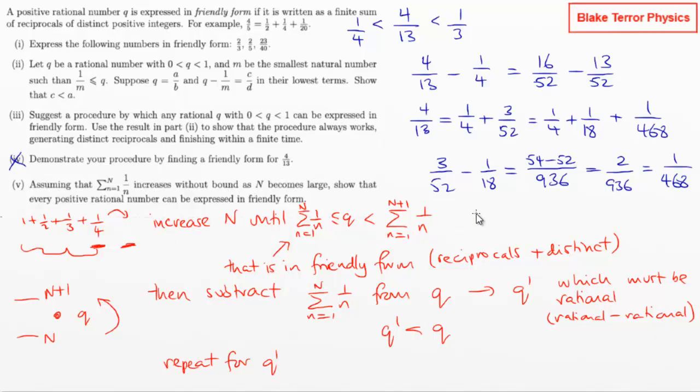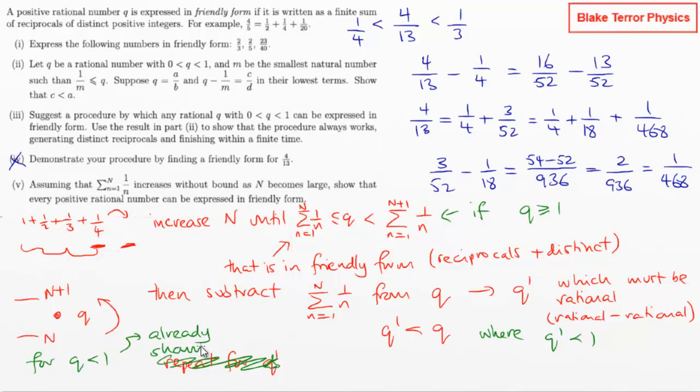Right, okay, I know I'm going around a bit in circles here, but it takes a while to put this together. So that is if Q is greater than or equal to 1, then we do this. If it drops below 1, so whatever's left here, the Q dash must be less than 1. So we've got that if Q is greater than or equal to 1, then Q dash is less than 1. So we don't want to repeat for Q dash. For Q less than 1, we've already shown it works in friendly form. So we've dealt with that.